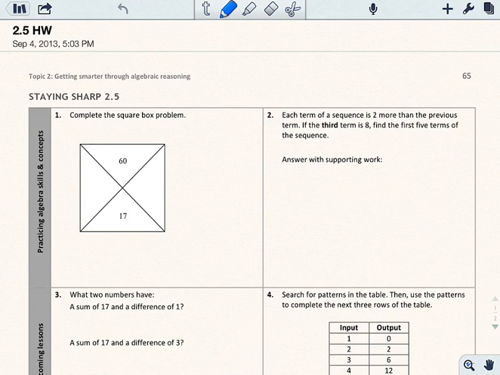We're going to go through homework 2.5, which is a pretty short one because you did a whole bunch of it online and already have some feedback from that. So this is just really the staying sharp, to keep you sharp. Aptly named, right? So let's get to it.